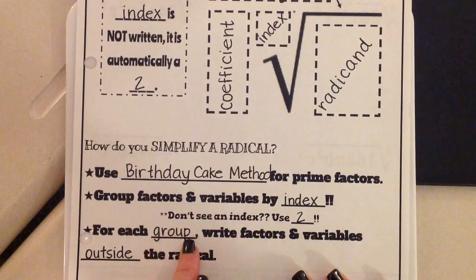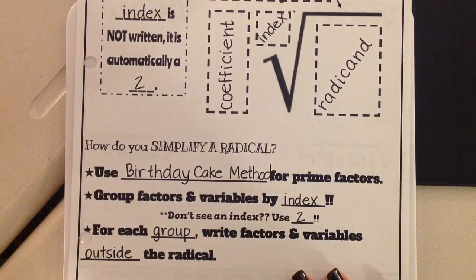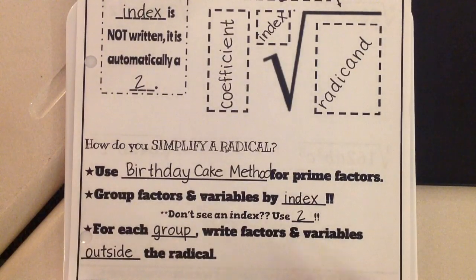And then for each group that we create, we're going to write one factor and variable outside the radical to represent each group that we have created in our radicand. So now let's look at some examples to see how we actually simplify radicals.